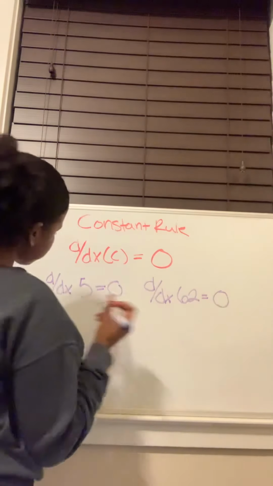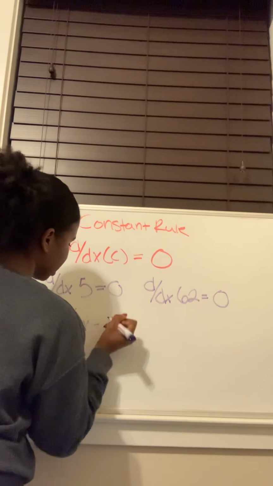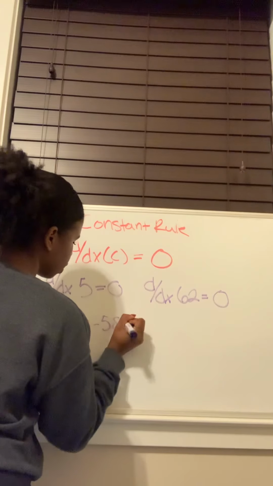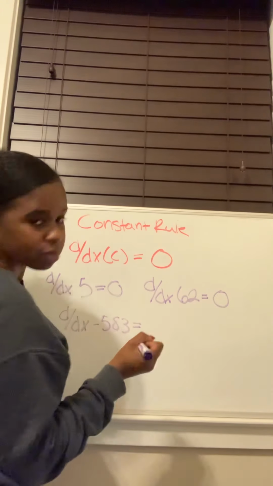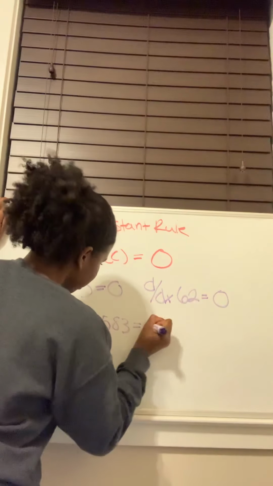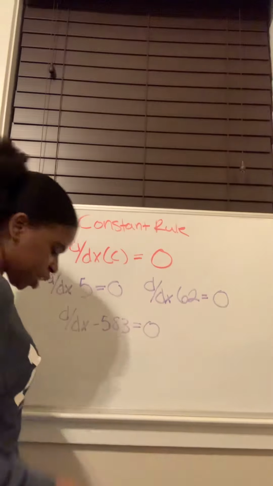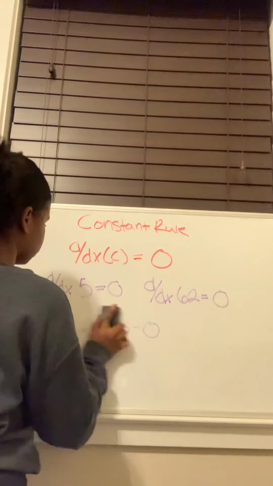One more for good measure. You want to take the derivative of negative 583. Y'all already know what the answer is. 0. Okay, good. So hopefully you understand the constant rule.